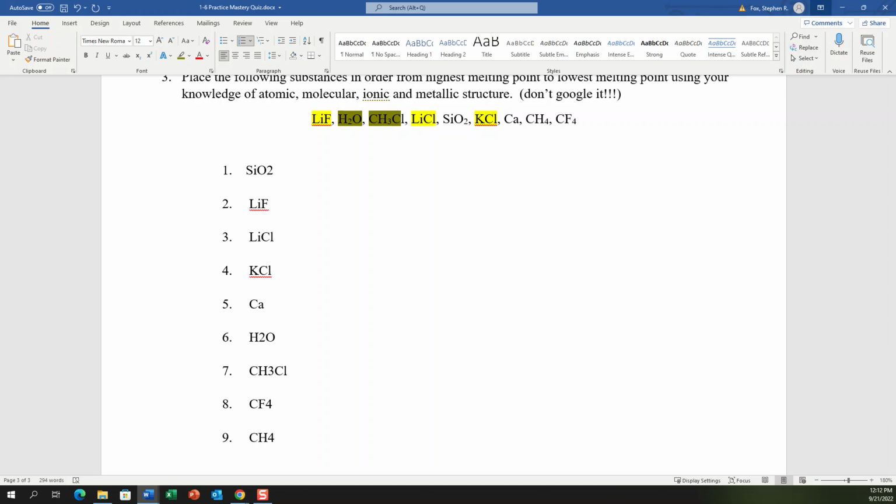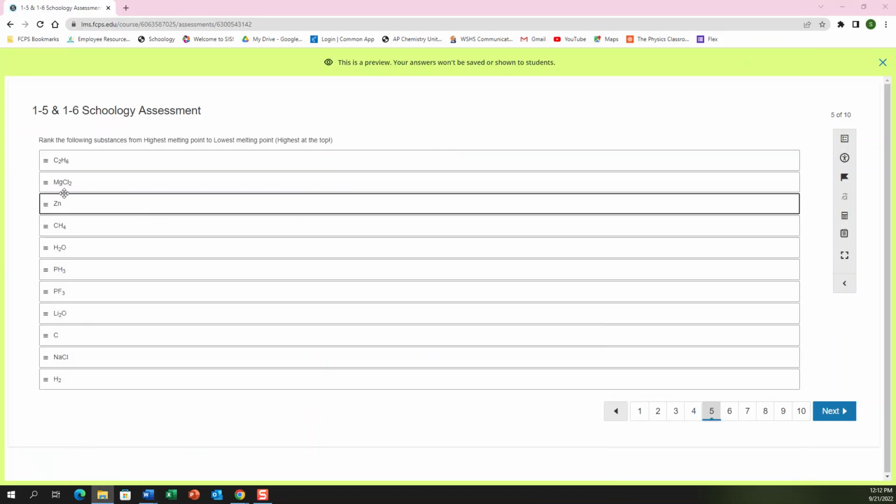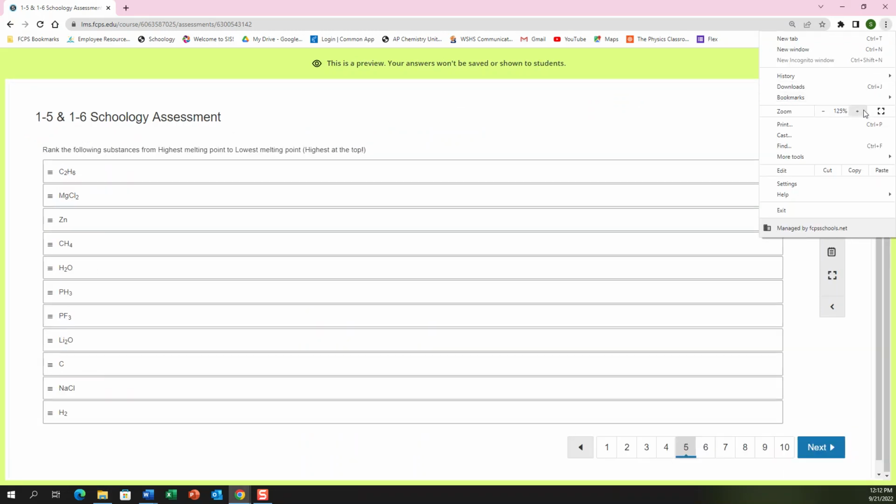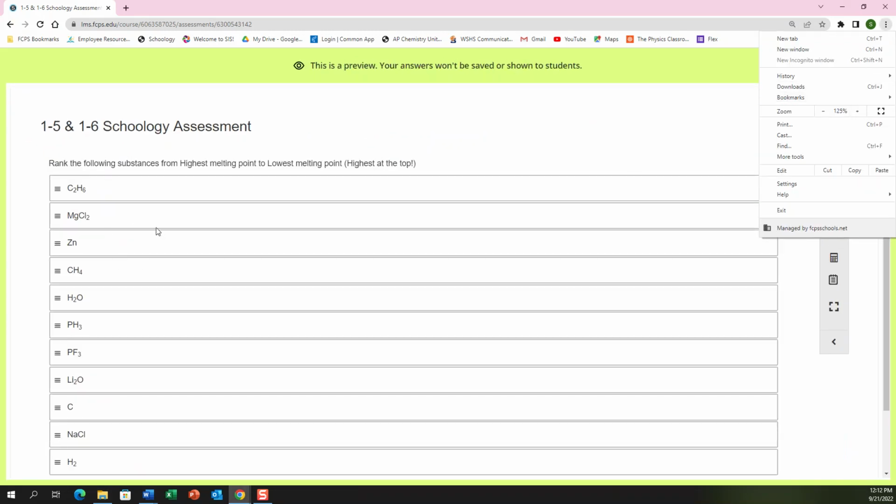I'm going to do an example on a Schoology assessment. So here, let me see if I can make it a little bit bigger so you can see. All right, so we got a bunch of things, and we want highest melting point to lowest. So highest melting, so strongest structure on top, lowest. So again, let's do this.